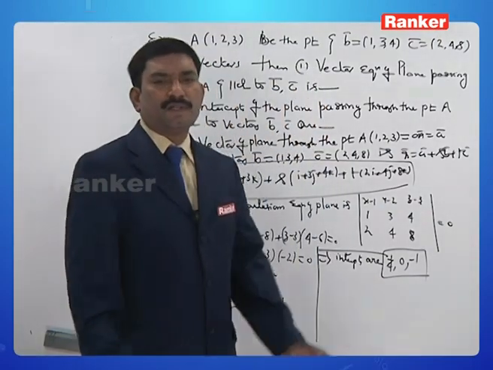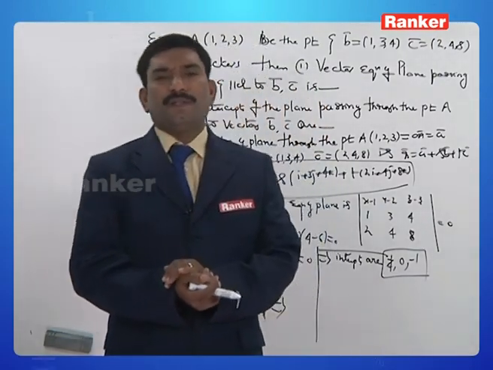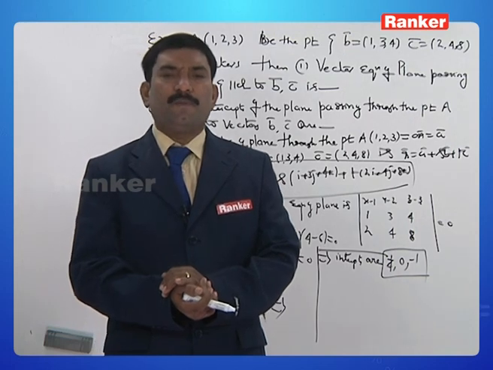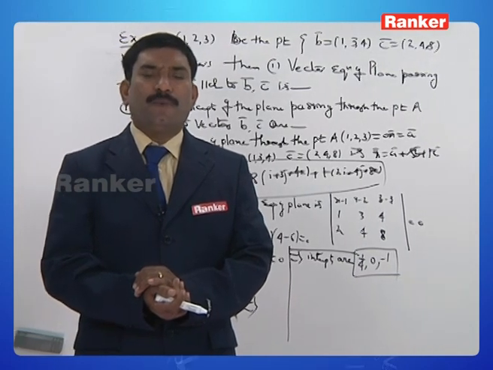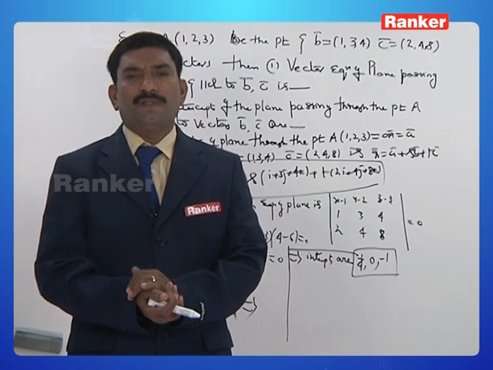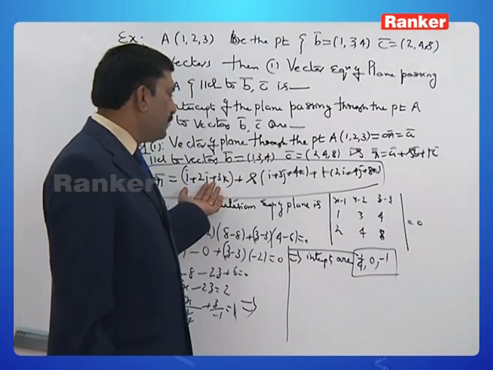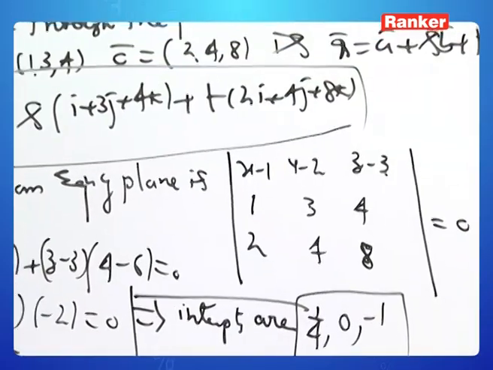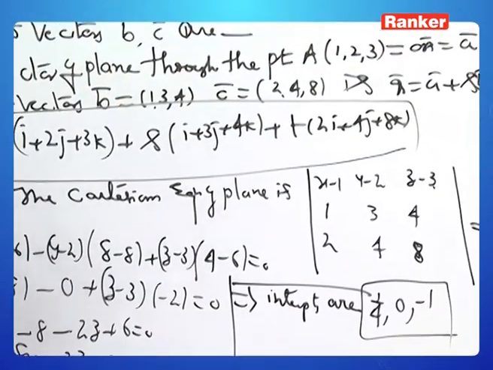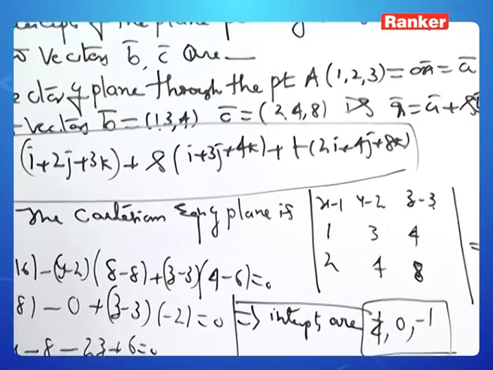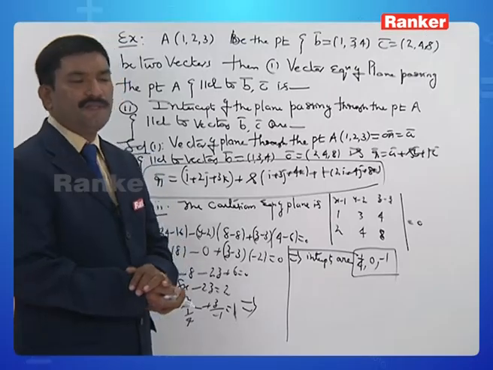This represents the Cartesian equation of a plane passing through a point A bar and parallel to the two vectors B bar and C bar. And this gives the vector equation of a plane passing through a point A bar and parallel to the vectors B bar and C bar.